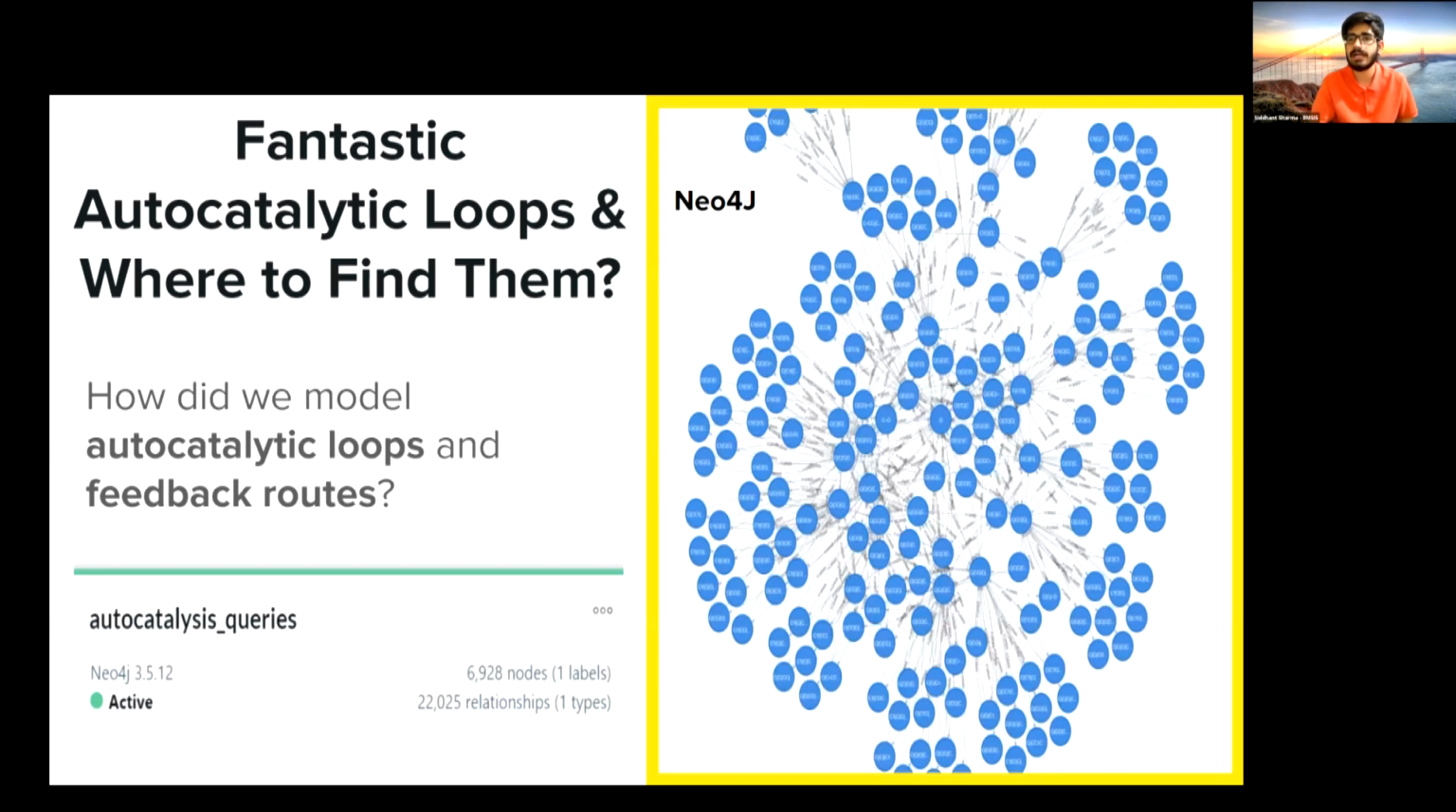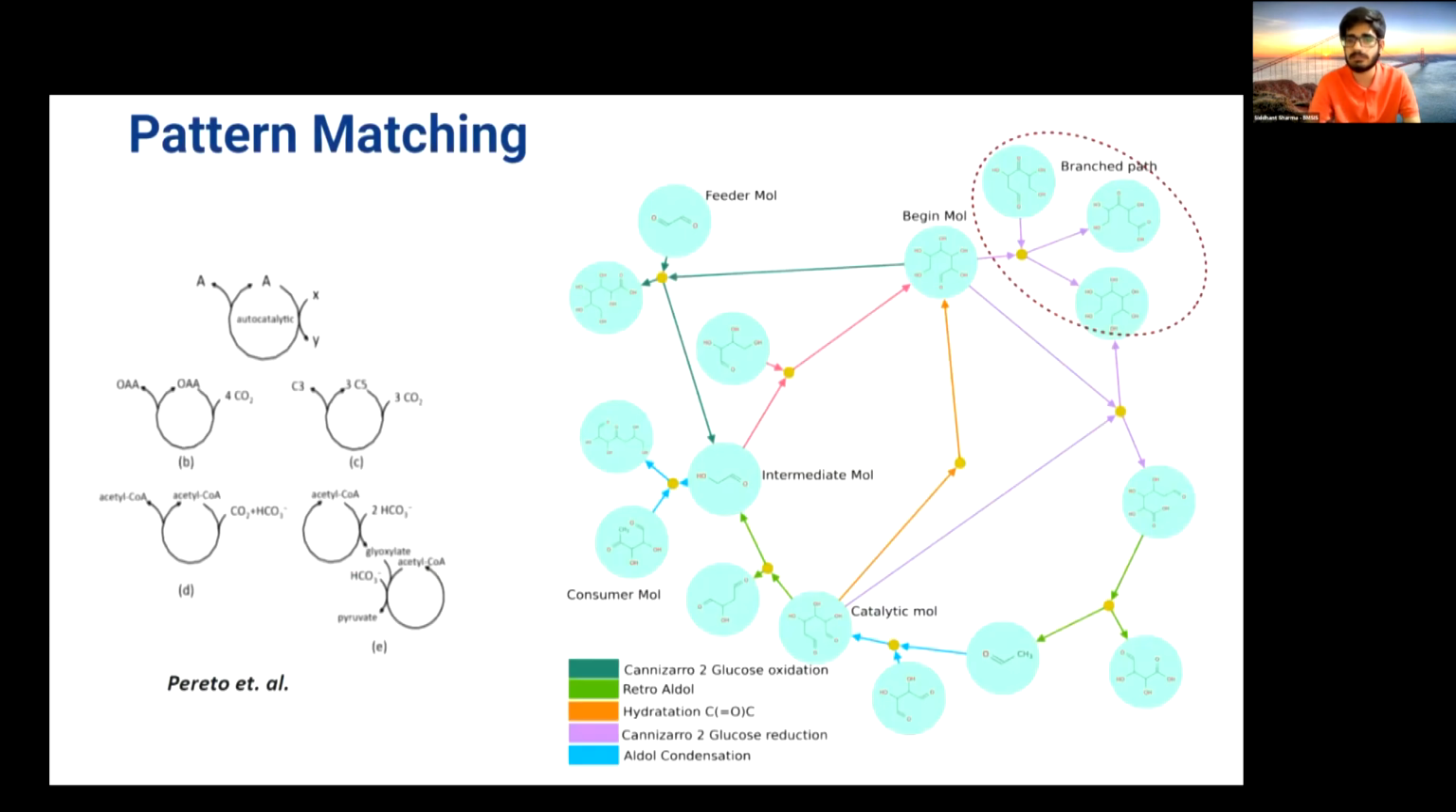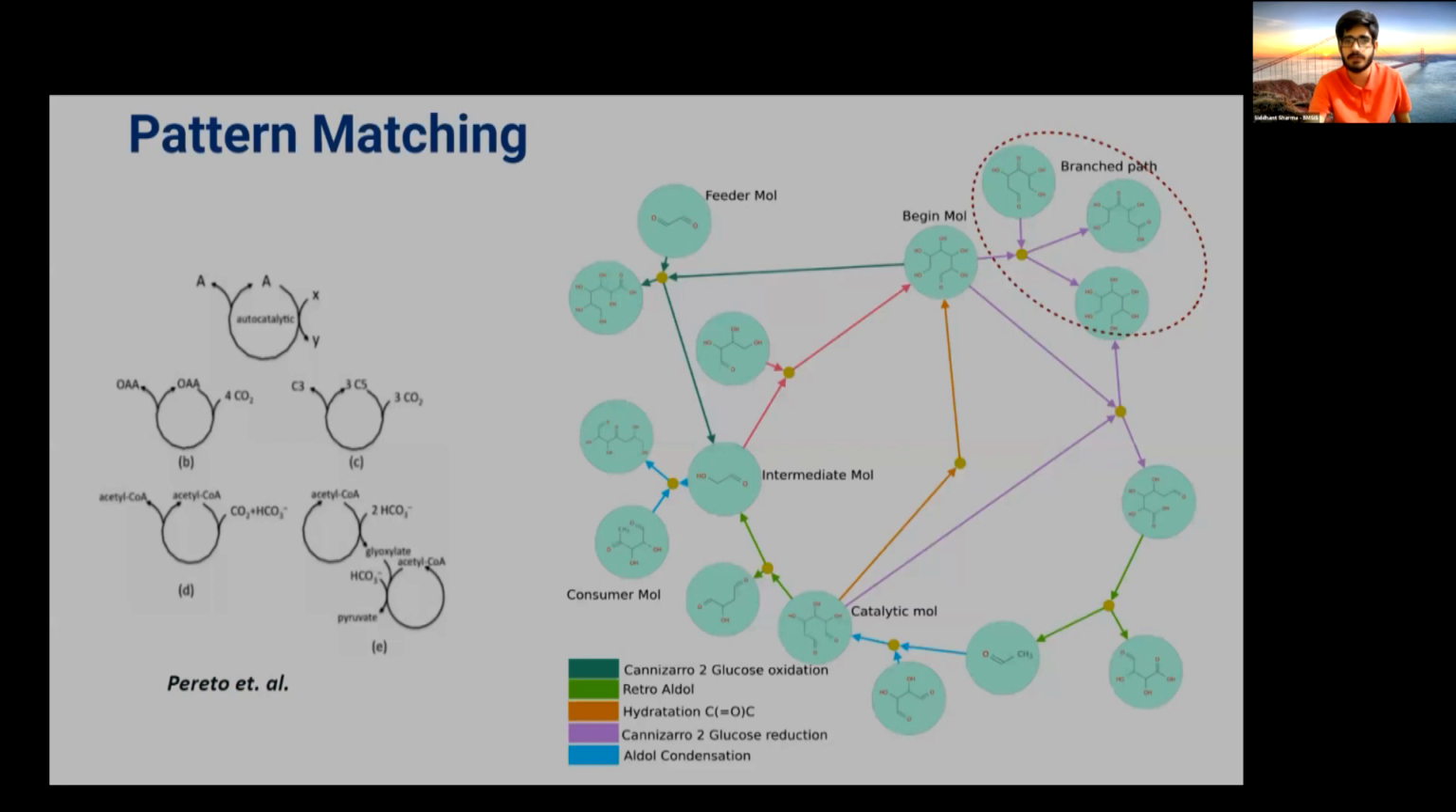And how did we model autocatalytic loops and feedback routes? We used a graph-based database such as Neo4j, which was able to do pattern matching. More experimental systems were discussed by Dr. Sergey, and I don't think there's a huge need to tell you about experimenting. We use pattern matching in the Neo4j system so as to see how the autocatalytic cycle is evolving. And that's how we were able to figure out the crucial pathways of autocatalytic cycles, especially in formose networks.